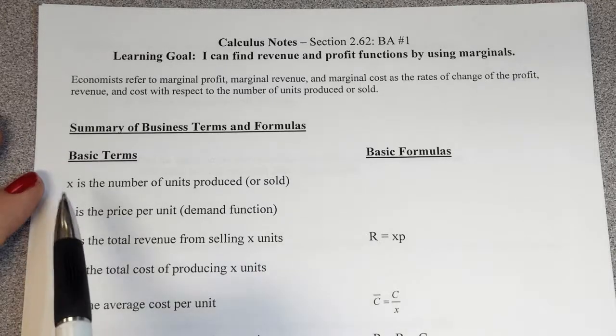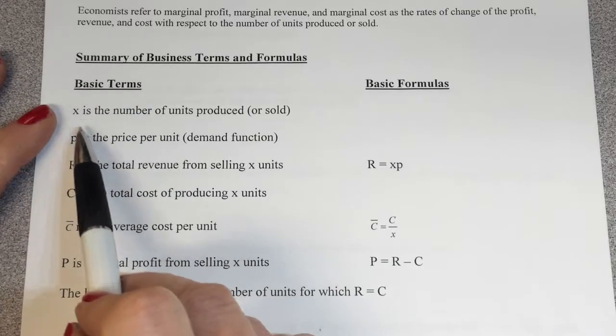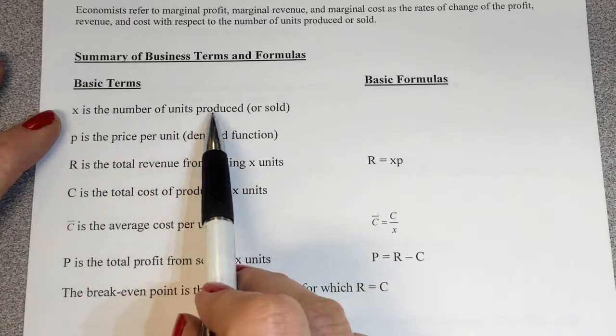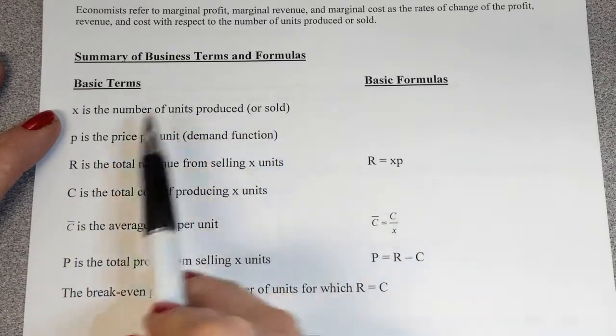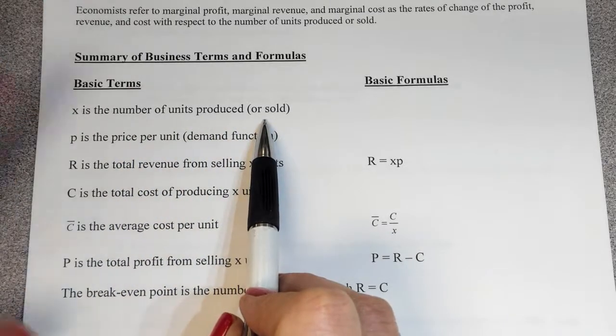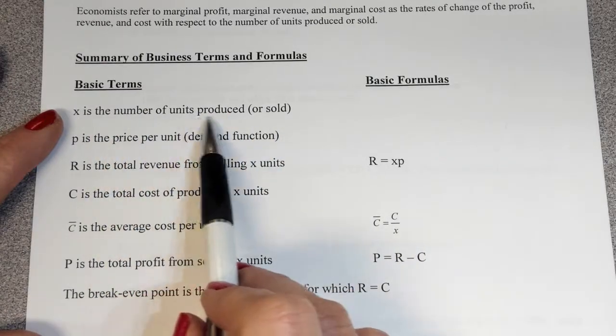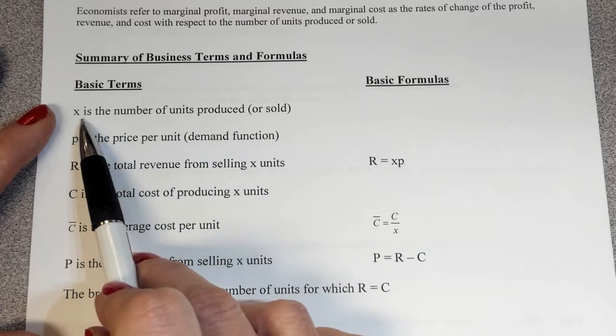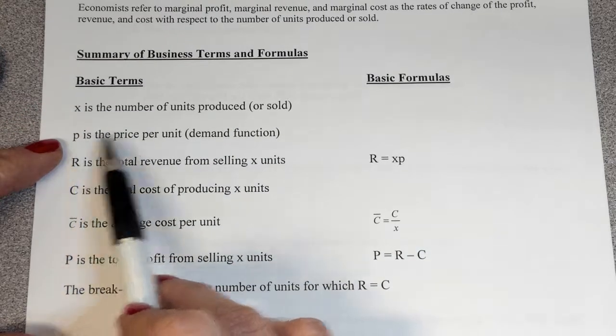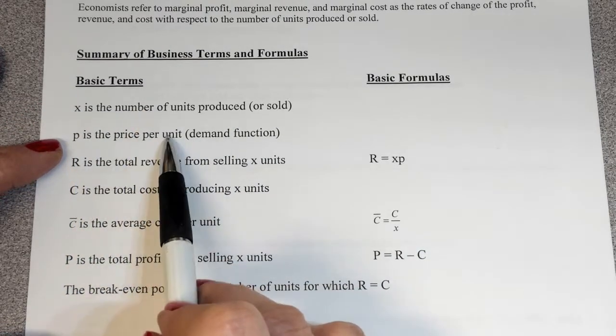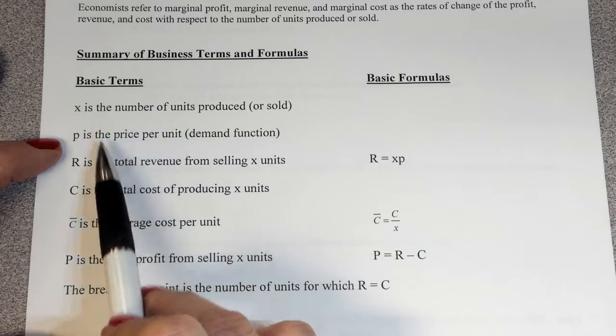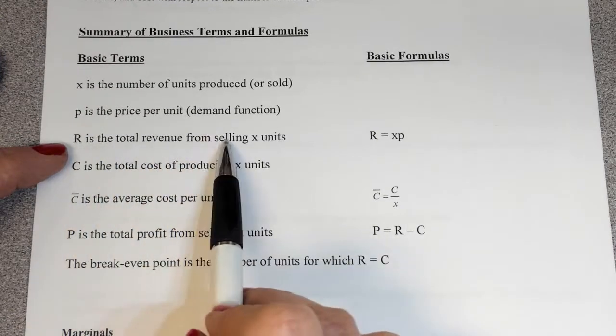So some basic terms that you need to know to be successful with this is that X is always going to be the number of units that we produce or sell. So if we're going to sell hoodies before school starts, X is going to be the number of them we sell. P is going to be the price. So let's say we're selling them for $20. R is going to be the total revenue.